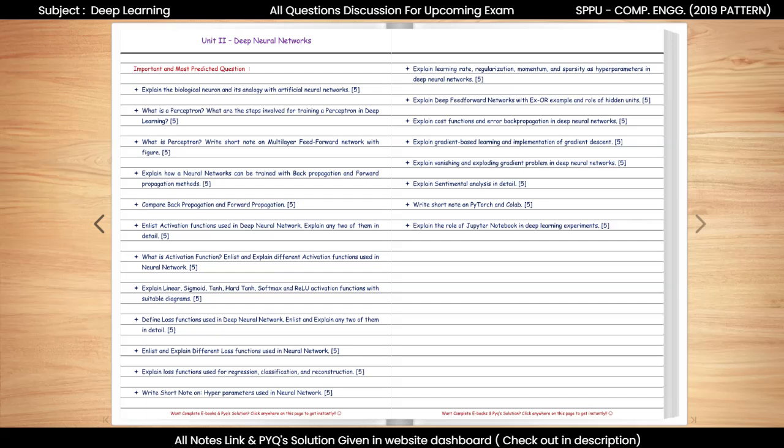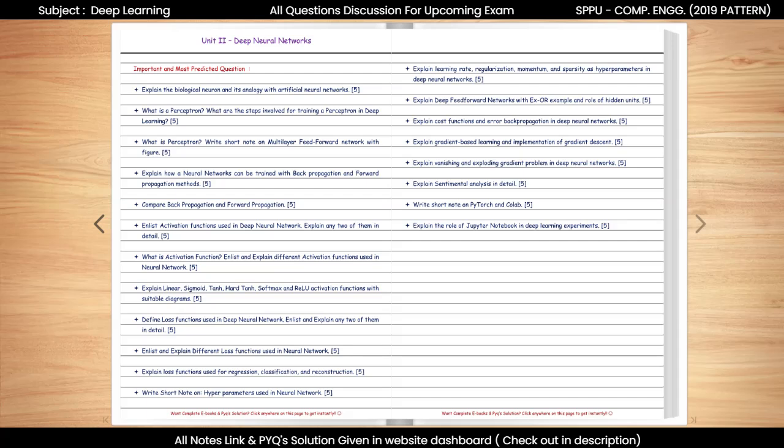Now, let us move on to our next important topic, important hyperparameters. From this topic, we can expect questions such as, explain learning rate, regularization, momentum, and sparsity as hyperparameters in deep neural networks. Learning rate controls how fast weights update. Regularization prevents overfitting by limiting model complexity. Momentum helps speed up learning by smoothing weight updates. Sparsity encourages fewer active neurons, improving efficiency and generalization.